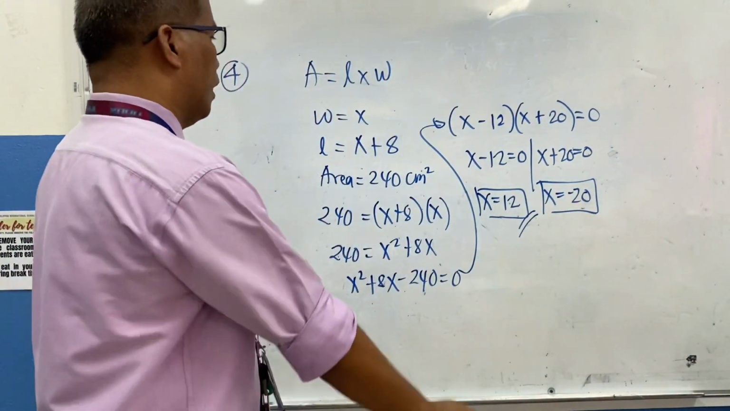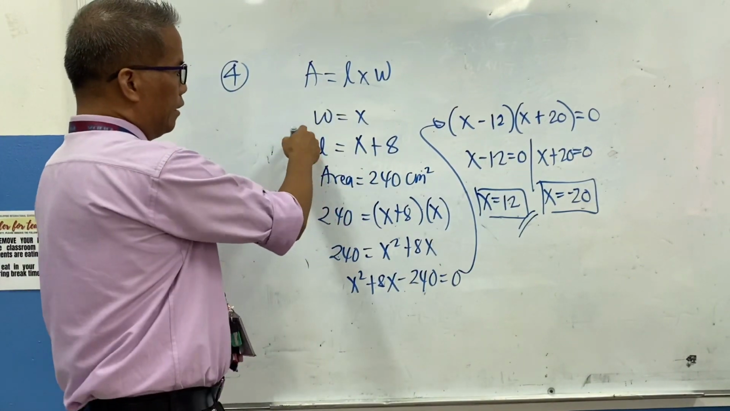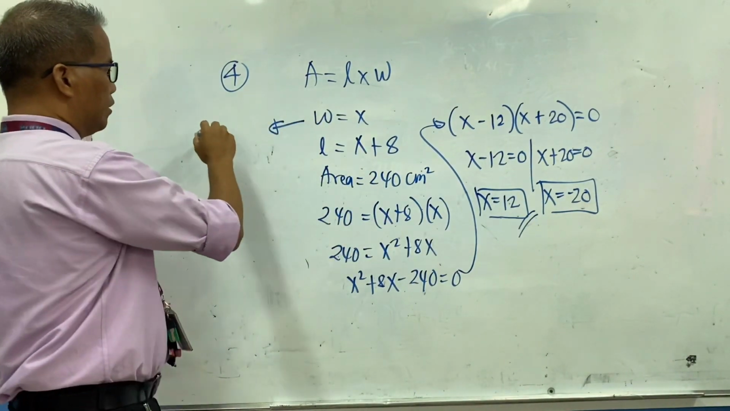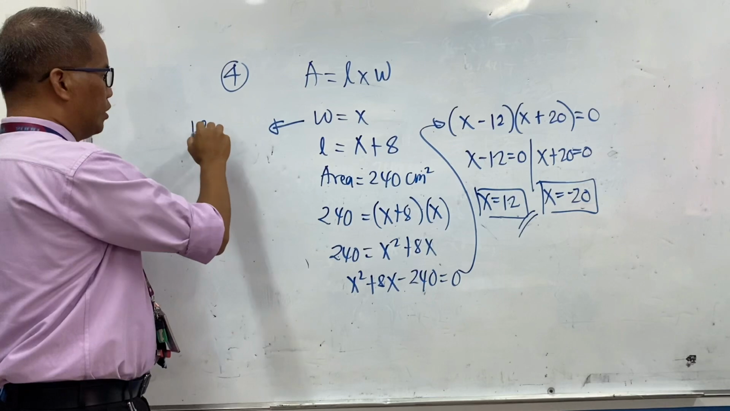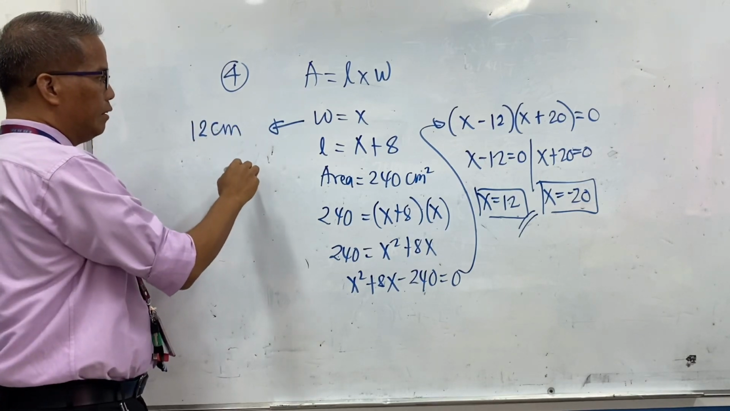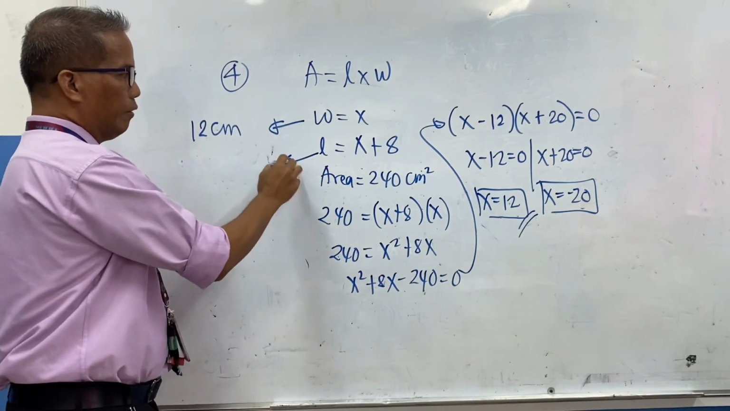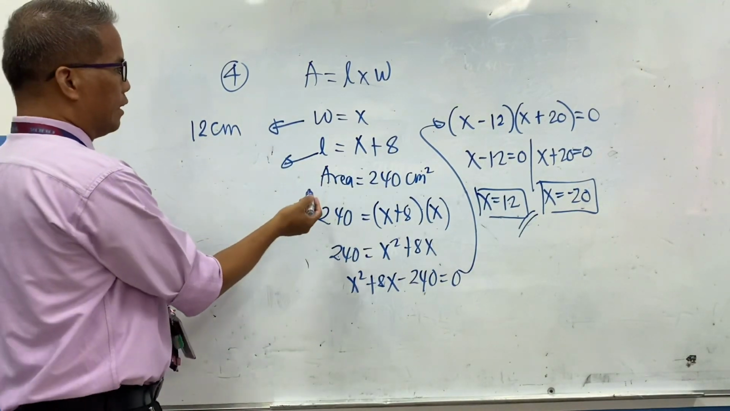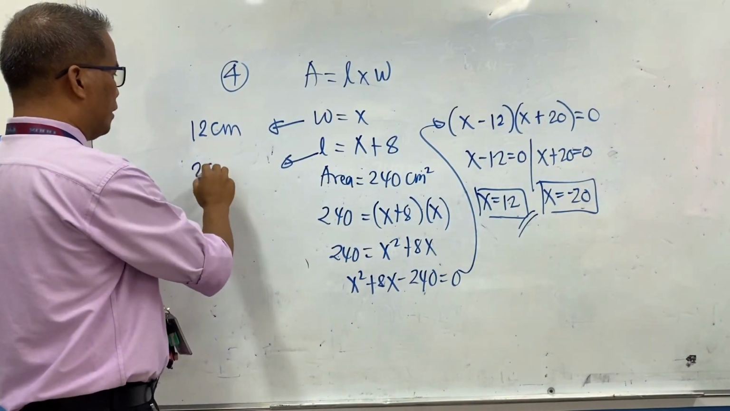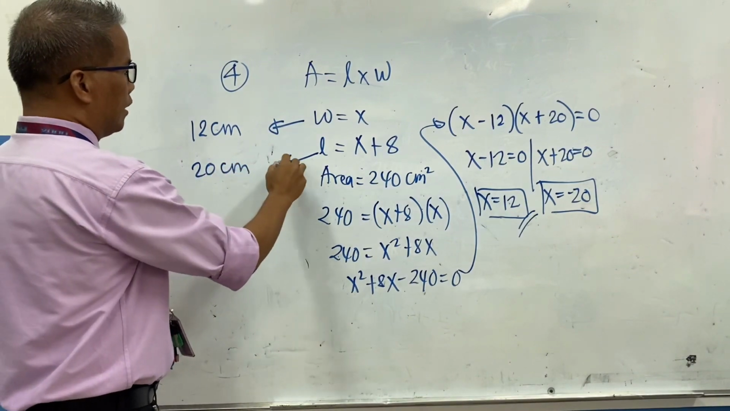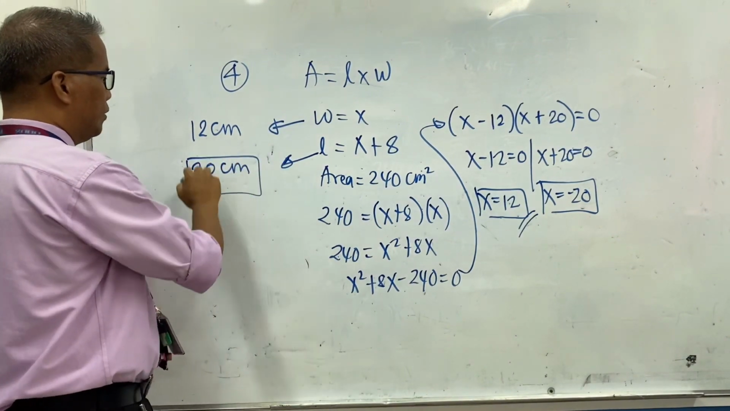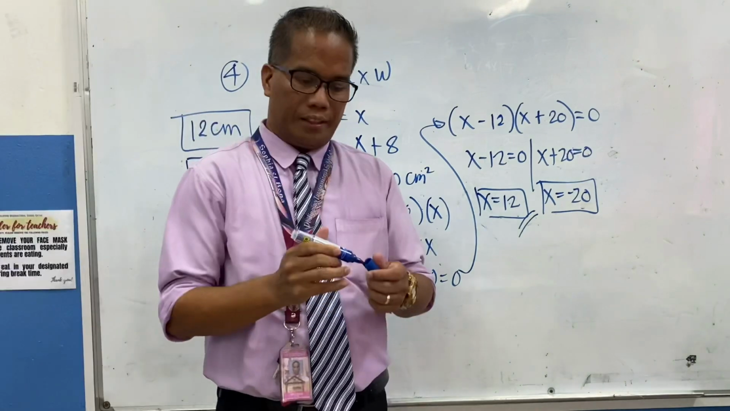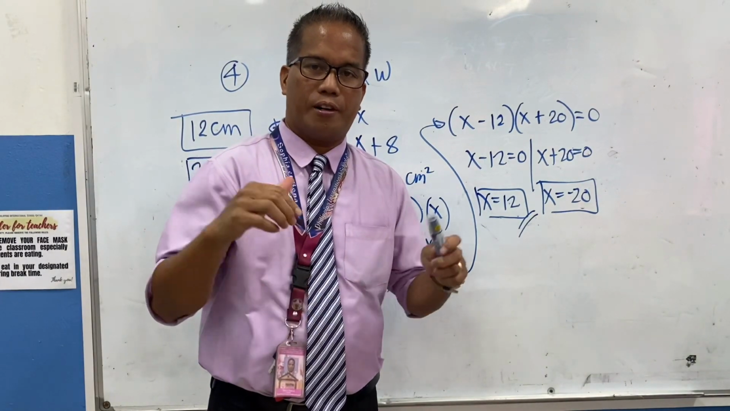Alright? So we have here the width is equal to x. So the answer now is 12 centimeters is the width. And then for the length, we have x plus 8, so 12 plus 8. So the answer now is 20 centimeters. So that will be the answer. That is the answer for question number 4.